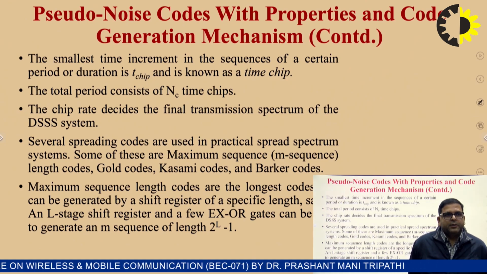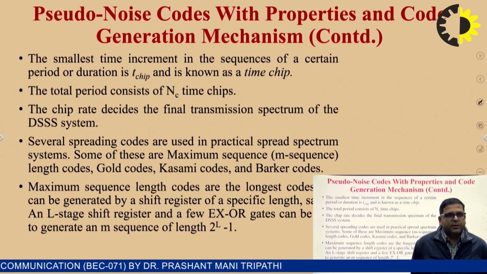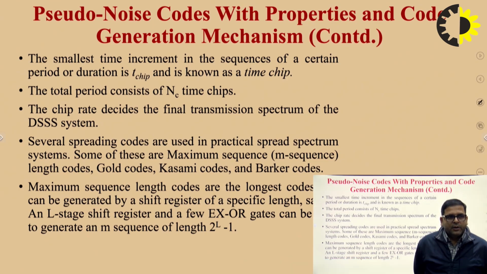The chip rate decides the final transmission spectrum of the direct sequence spread spectrum signal. Several spreading codes are used in practical spread spectrum systems. Some of these are maximum length sequence, Gold code, Kasami code, and Barker code. In the case of a maximum length sequence, if the shift register consists of L flip-flops, then the total number of sequence generated will be 2 raised to the power L minus 1.